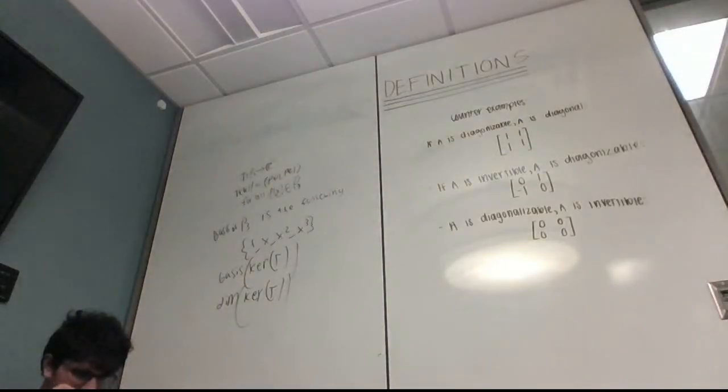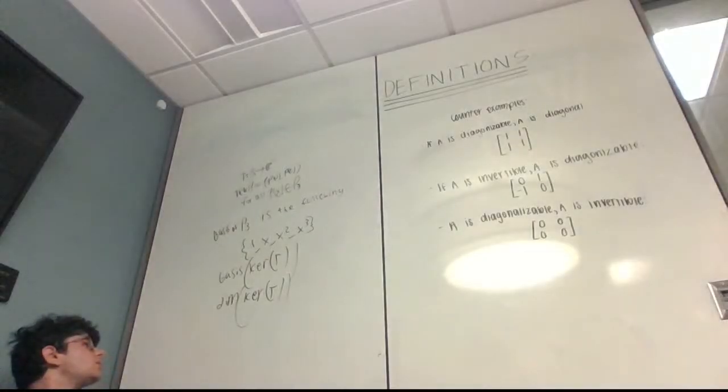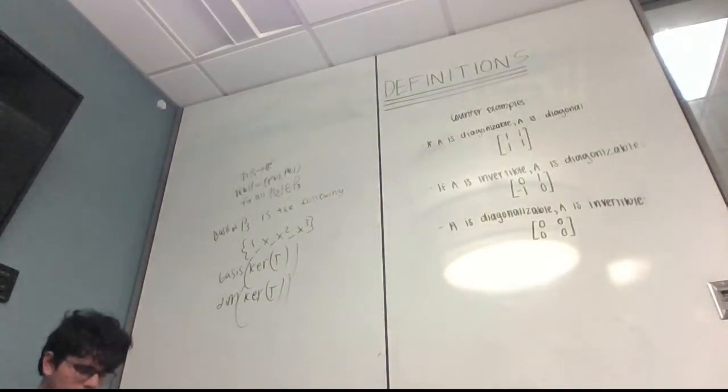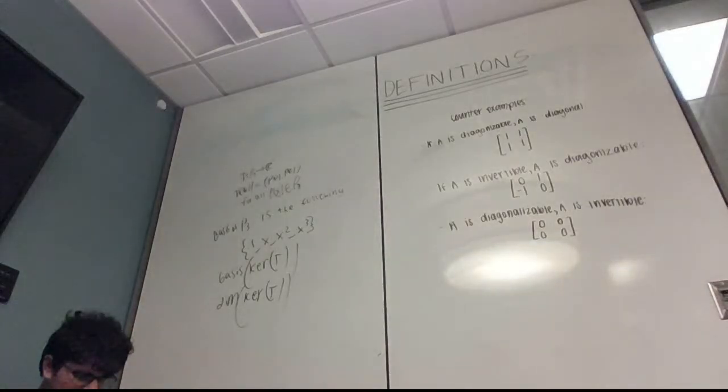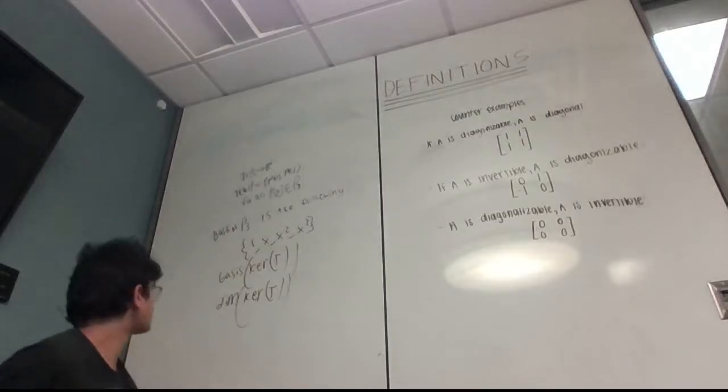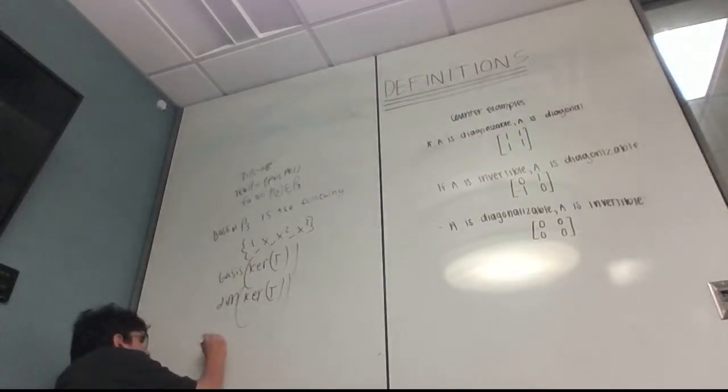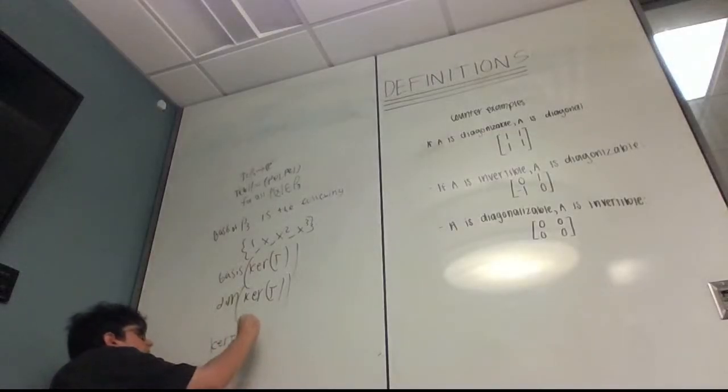Again, just a quick reminder. So yeah, basis of the kernel. Yeah, it's the set. Okay, the kernel is the set of vectors in V, meaning the kernel of T is just the following.